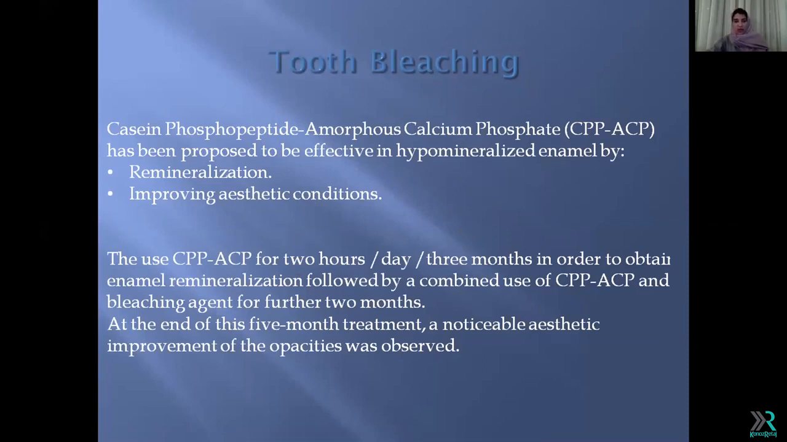Some authors suggested the use of casein phosphopeptide amorphous calcium phosphate for 2 hours daily for 3 months in order to gain proper remineralization, followed by the combined use of casein phosphopeptide amorphous calcium phosphate and bleaching gel for 2 months to improve the aesthetic outcome. And usually the ratio of the bleaching agent, whether it's carbamide peroxide or hydrogen peroxide, to the casein phosphopeptide amorphous calcium phosphate is from 1 to 6 or 3 to 4, depending on the degree of the demineralization and opacities.